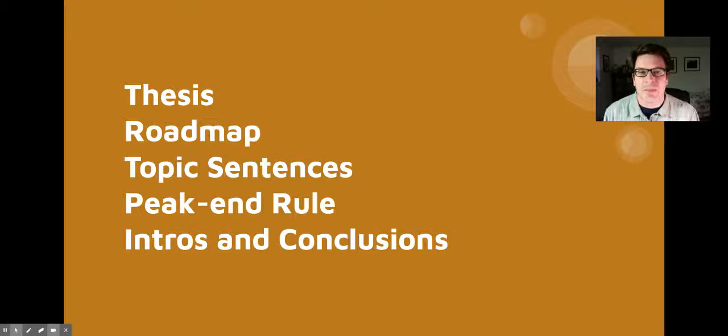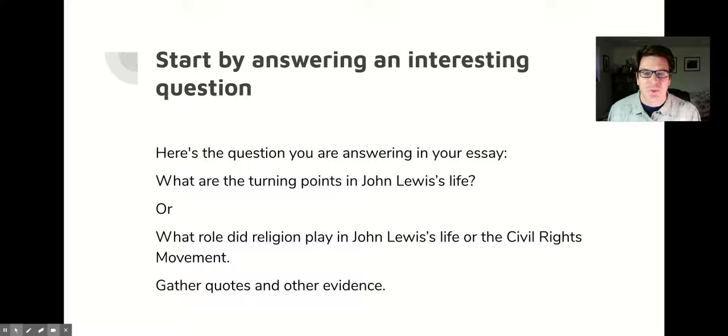We'll start by talking about how important the thesis statement is and how it sets up the organization for the rest of your paper, including the reasons for your main idea. That's sometimes called the roadmap. I want to show you the relationship between thesis statements and topic sentences. They're connected, especially to that roadmap. I've got this really interesting thing about organization that psychologists call the peak end rule that I think will help you think about what order to put your evidence in. And then finally, some tips on intros and conclusions.